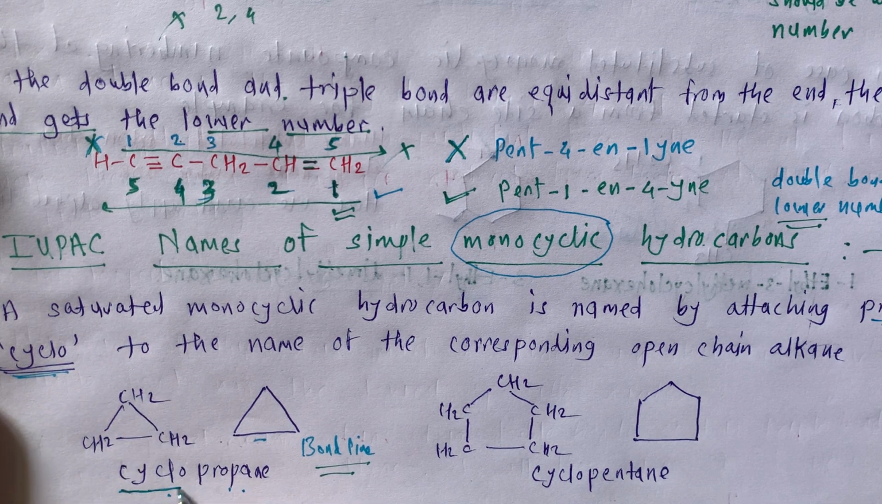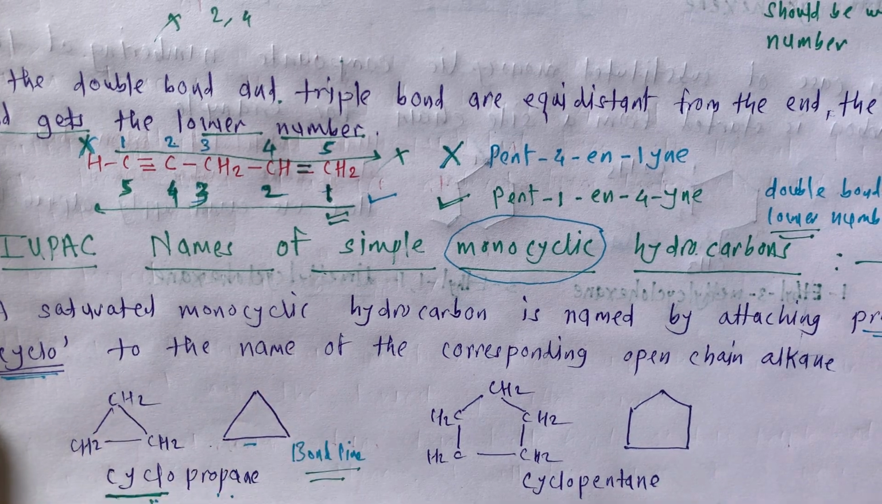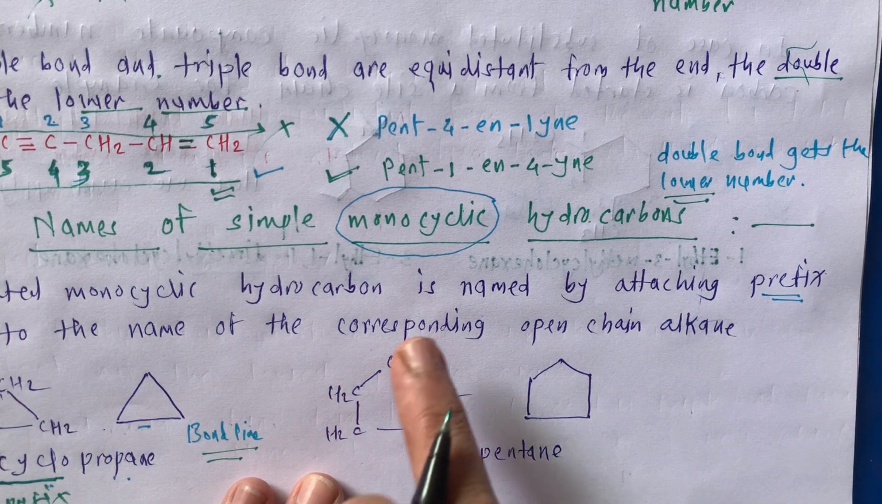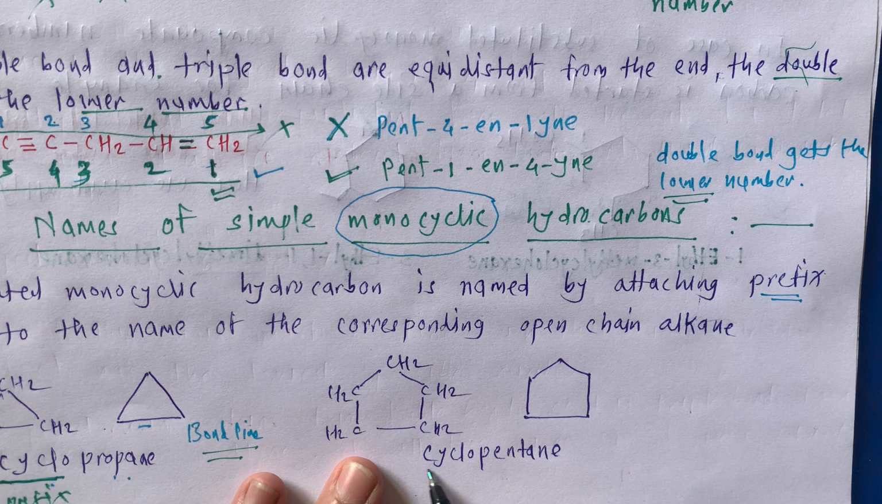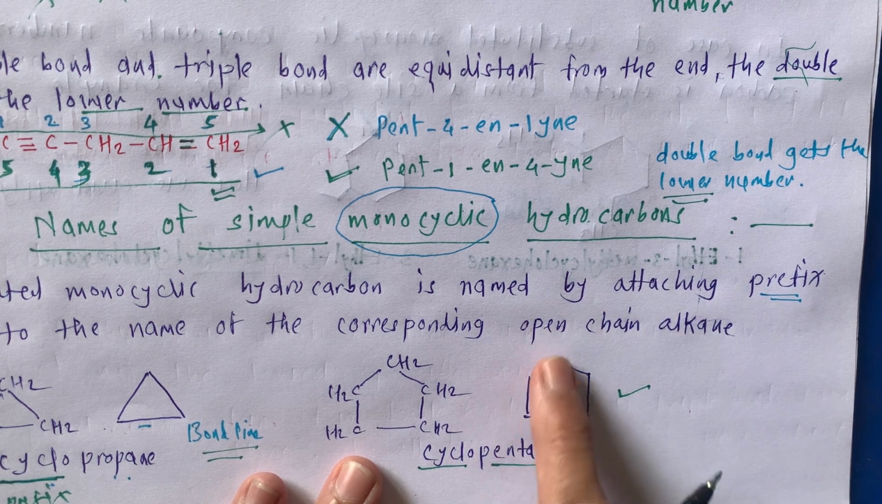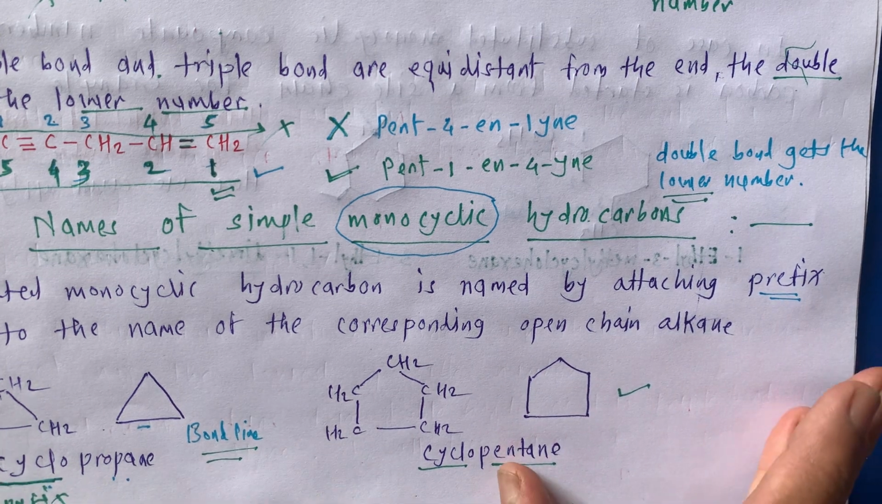So we write cyclo as a prefix, and so this becomes cyclopropane. This is the bond line formula of this, just a triangle. If there are 5 carbons in a cyclic manner, 1, 2, 3, 4, 5, then we should write cyclopentane, and this is the bond line formula. Pentagon is the bond line formula.